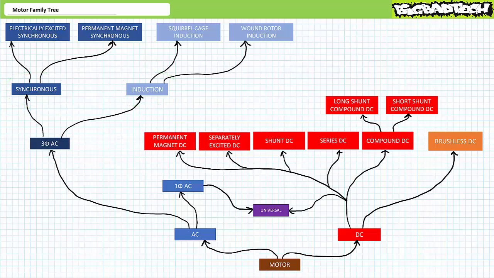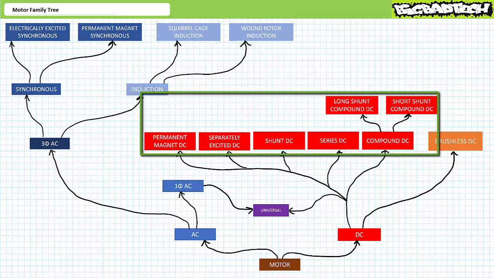Each of these subbranches has two more subbranches. Inside the synchronous motor subbranch, you might find electrically excited synchronous motors and permanent magnet synchronous motors. Inside the induction motor subbranch, you might find squirrel cage induction motors and wound rotor induction motors. The DC motor branch is a couple different styles of traditional DC motors, featuring a brush connection to the armature via commutator. Notably permanent magnet DC motors, separately excited DC motors, shunt wound DC motors, series DC motors, and two types of compound DC motors.